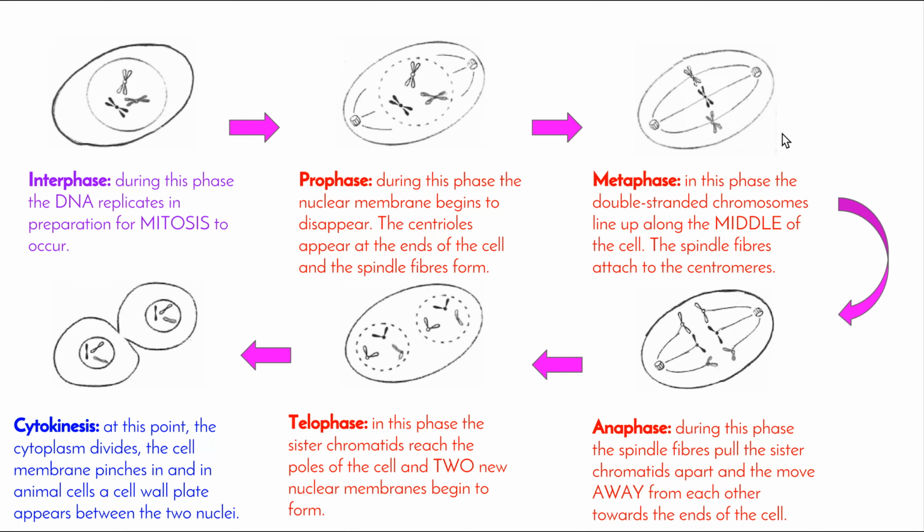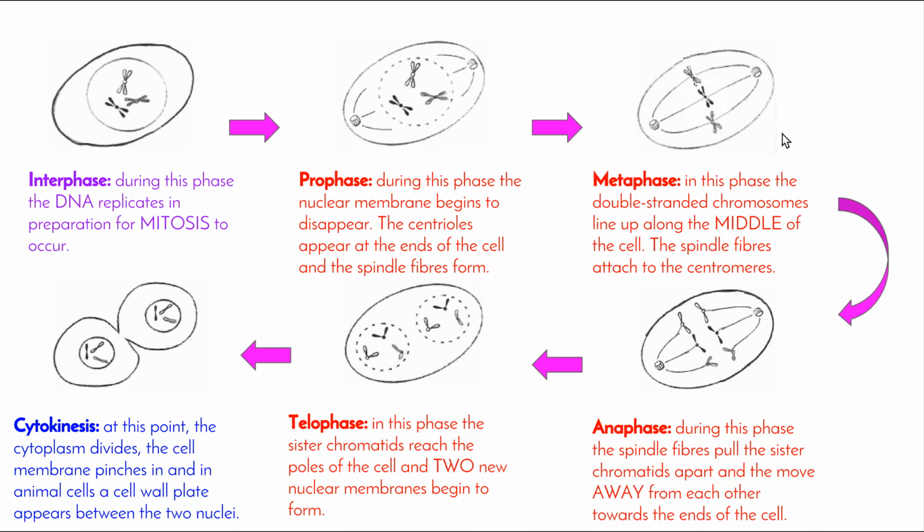So at this point, the cytoplasm divides in order to create two cells. The cell membrane pinches in, and in plant cells, sorry, a cell wall plate appears between the two nuclei. Okay, so obviously cytokinesis in plant cells and animal cells is a little bit different. But basically we just need to know at this point that cytokinesis is that splitting into our two cells.